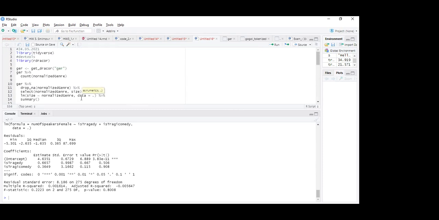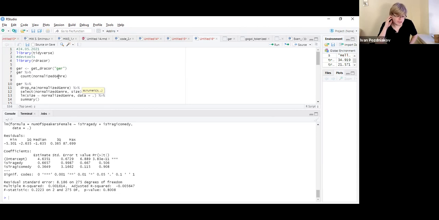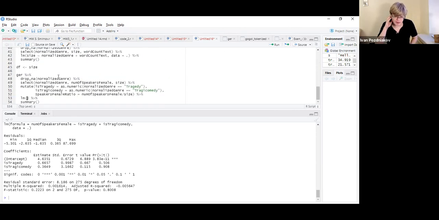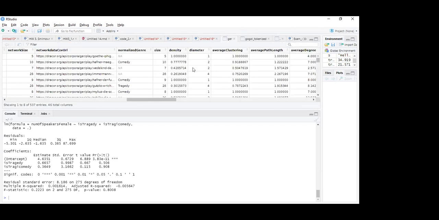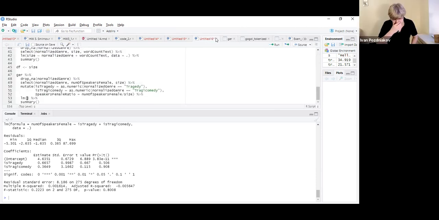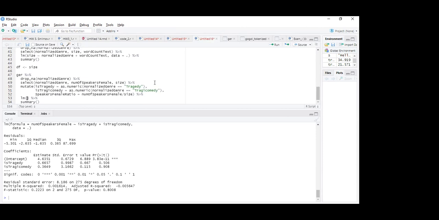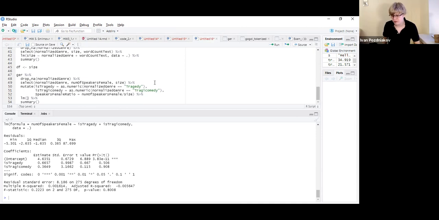I'm sorry, but normalized genre is some... We are using it all the time, and we used it in this and previous seminars. Is this a function from a package? No, normalized genre is a column. It is a column in this data frame, you can find it out. NA, comedy, tragedy, okay, and sometimes tragic comedy. You don't have tragic comedies for the Russian corpus, so for the Russian corpus it was a bit simpler.